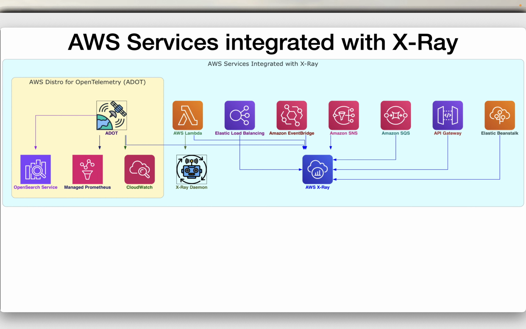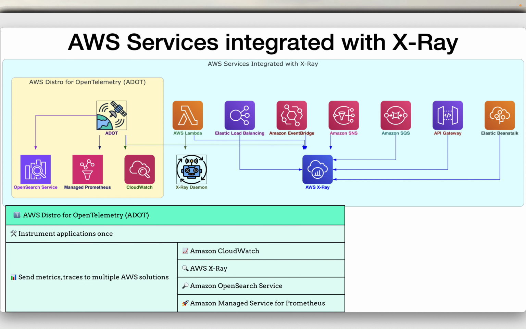Okay, let's see AWS services that are integrated with X-Ray. First one is AWS Distro for OpenTelemetry, ADOT. With ADOT, engineers can instrument their application once and send correlated metrics and traces to multiple AWS monitoring solutions, including Amazon CloudWatch, AWS X-Ray, Amazon OpenSearch Service, and Amazon Managed Service for Prometheus.